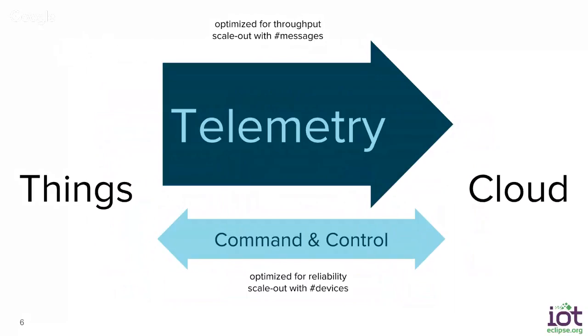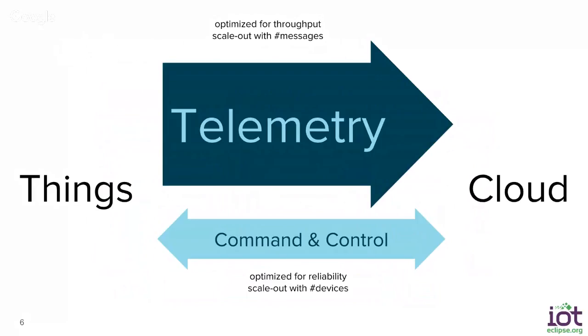Then the command and control, that is a bidirectional communication between things and cloud, is optimized for reliability, because we need that, for example, a command sent from the cloud to a device will get to the device even if it's not online in that moment, but the device could get this command later when it comes back online and execute it. So we need reliability and scaling out with the number of devices that we have on the things side.